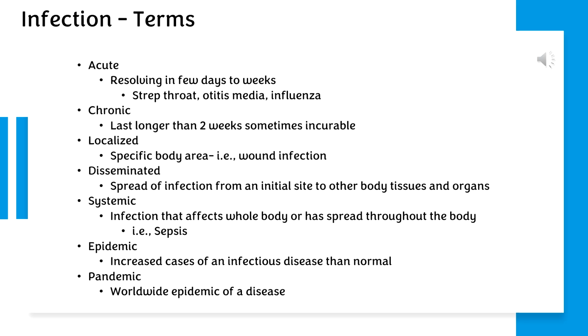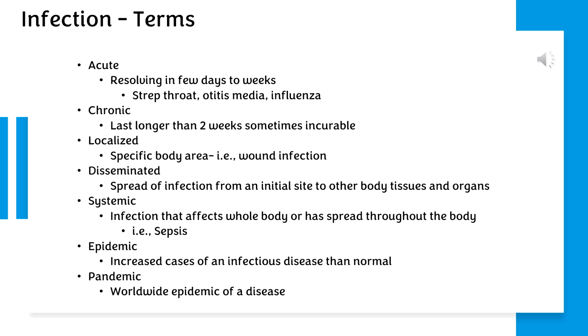Let's start with the language of infection. Acute infections resolve quickly, like strep throat or influenza. Chronic infections last longer than 2 weeks and may be incurable. We also classify infections by spread: localized to one area, disseminated when they move beyond the initial site, and systemic when the whole body is affected, such as sepsis.